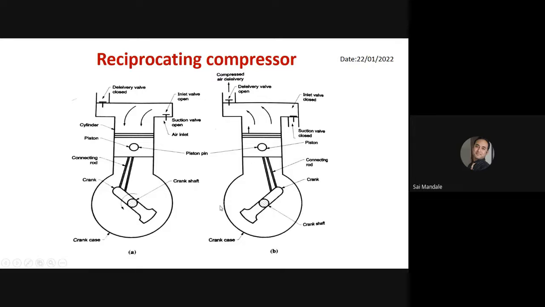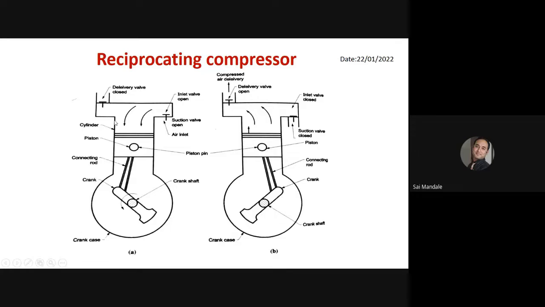My question to each one of you is: piston is subjected to which type of motion? Reciprocating. Perfectly correct. Connecting rod is subjected to which type of motion? Oscillatory. Perfectly correct. Crank is subjected to which type of motion? Rotatory. Yes, very good. Rotary motion. And the cylinder is stationary.